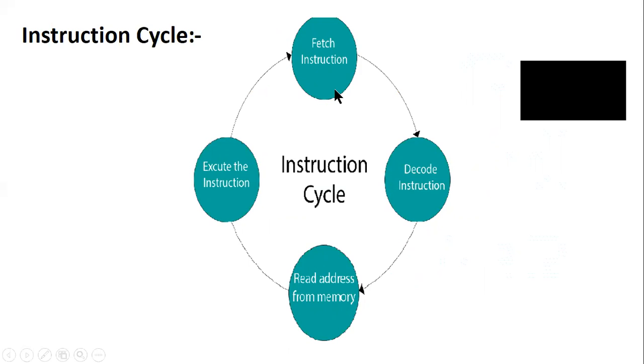Fetch the instruction, decode the instruction, then read the address from the memory and execute the instruction. This is one cycle for one instruction. For example, you have load accumulator, LDA 2080, where there is a memory number. For that instruction, the whole thing will be executed. That is, one whole cycle should be done for one instruction.